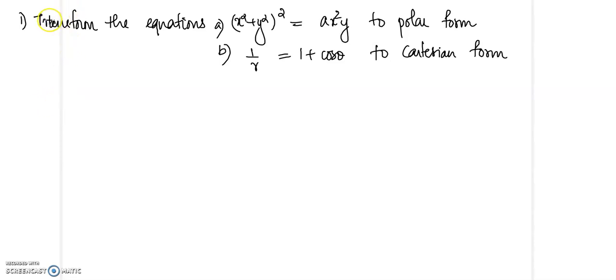So the first problem is to transform the equations to the respective forms. So we need to transform to the polar form and Cartesian form. For that we need to use a substitution. For polar form, x is r cos theta and y is r sin theta. Similarly, if we need to convert to Cartesian form, r will be root of x square plus y square, then we can use these expressions. Okay, so let us see how to convert the first equation to polar form.